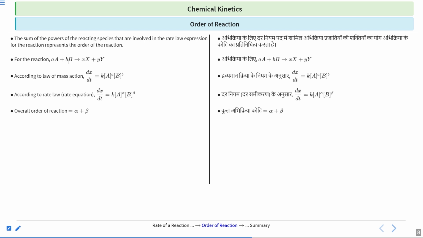Now, what will be the order of reaction? We have discussed it multiple times. We simply add the two powers of the reactants, that is alpha plus beta. This is your overall order of reaction. This can only be determined experimentally. Why? Very simple: since these powers are determined experimentally, their sum can also only be determined experimentally. So this is very obvious.